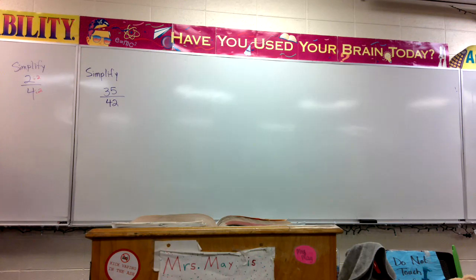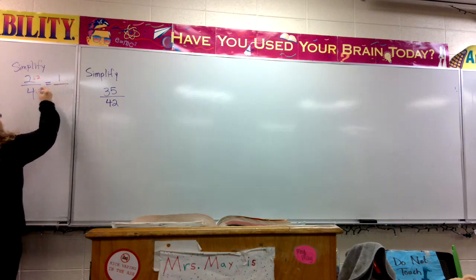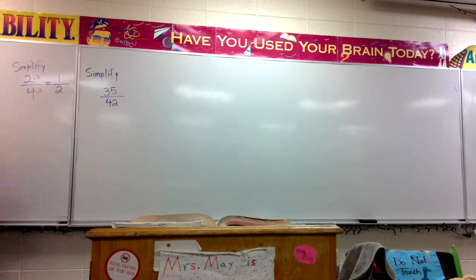On top, 2 divided by 2 is 1. 4 divided by 2 is 2. So 2/4, 1/2, same thing. And when you got good at it, you just said 2 goes in there one time, 2 goes in there twice, right? Didn't you do that?